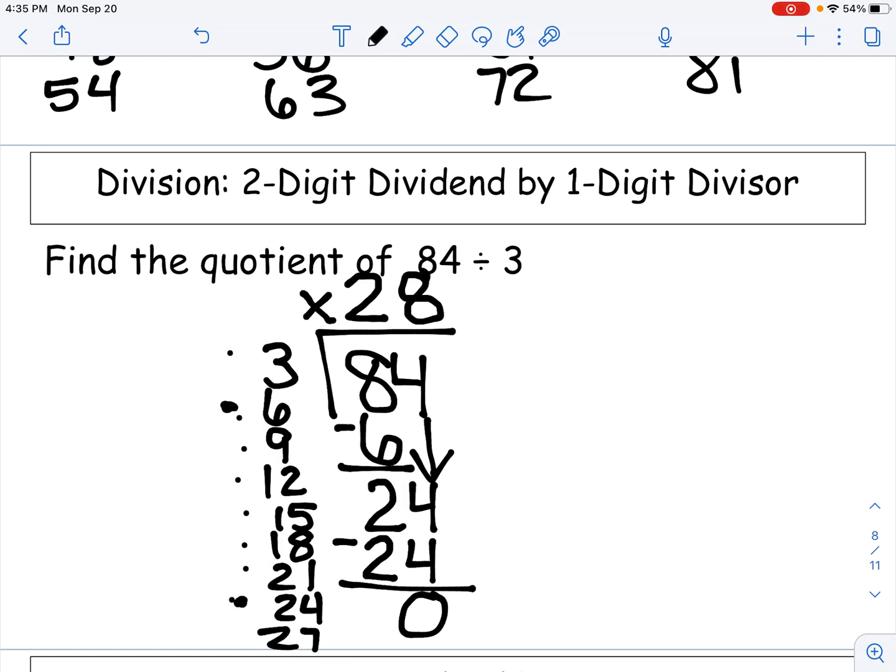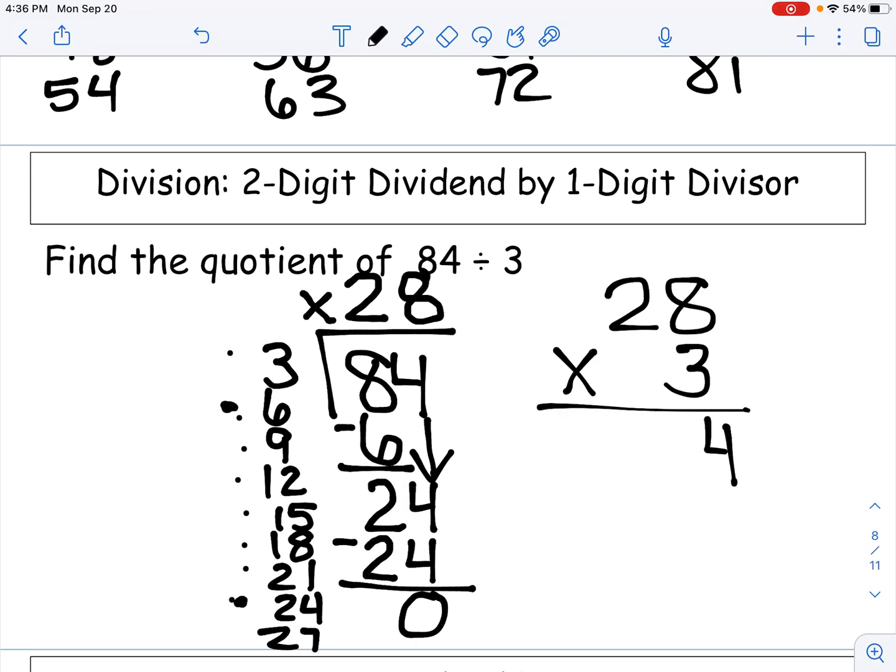And I can always check my work if I want to with multiplication. I take my quotient, or my answer, times 3. Carry my 2. 3 times 2 is 6, plus 2 is 8. And since these match, I know I got it right. Do you have to check your work with multiplication? No, but it's a good strategy to have.